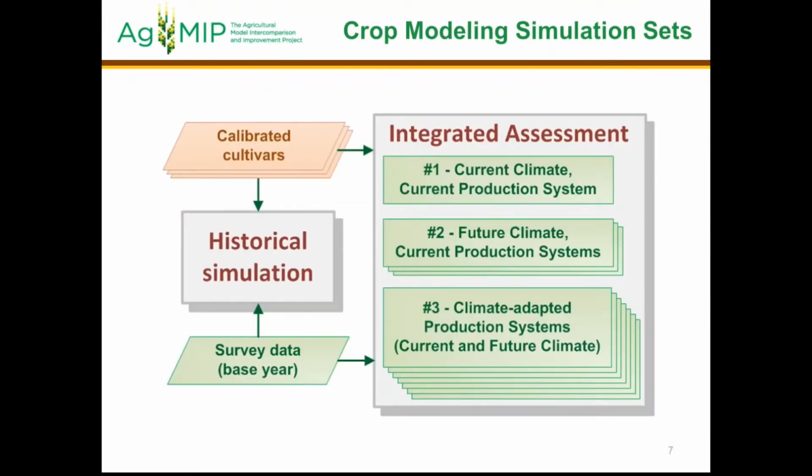So to do the integrated assessments, we need these different crop modeling simulation sets. So I've got the historical simulation that's kind of outside the box. That's done first just to assess existing conditions as they were surveyed. And the integrated assessment itself has the 3 simulation sets that include current climate, current production, future climate with current production, and then finally the climate adapted production systems with both current and future climate.